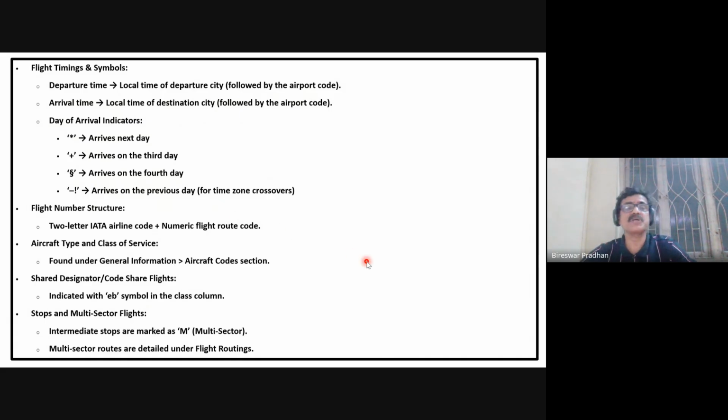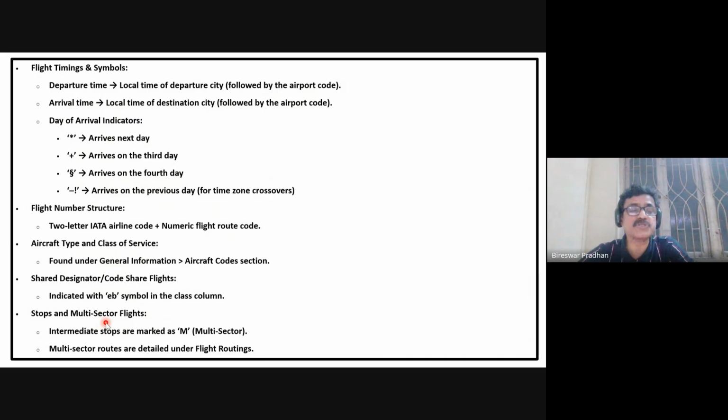Now flight number structure: a 2-letter IATA airline code, which we already discussed earlier, and a numeric flight route code. Then aircraft type and class of service. These are found under the general information and airport code section, and the code share flight is indicated with the EB symbol in the class column.